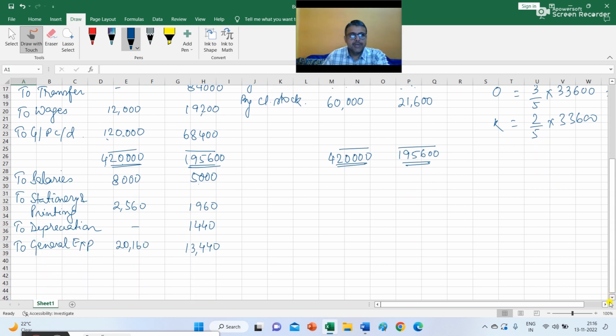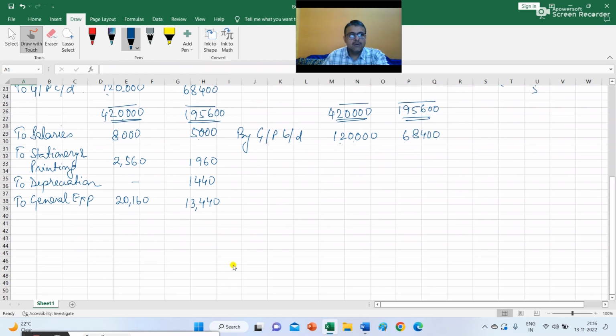So the gross profit will be recorded in the credit side of profit and loss account as 1,20,000 and 68,400. Now we will close the profit and loss account of both the departments, and the balancing figure in Department O, which is the net profit, is for rupees 89,280. And the net profit of Department K is for 46,560.